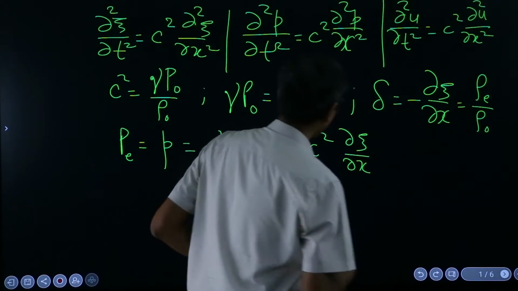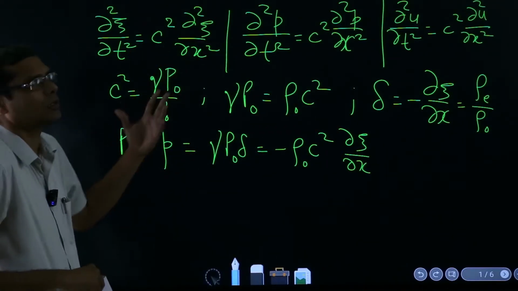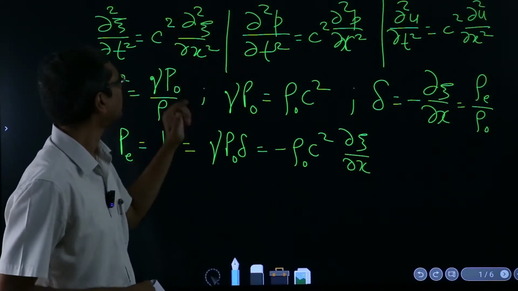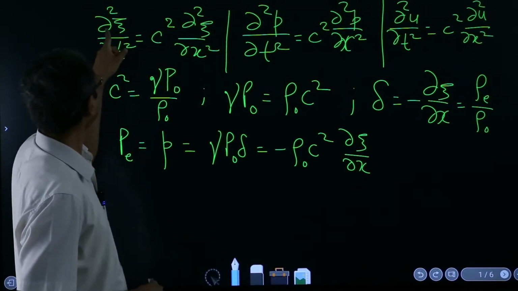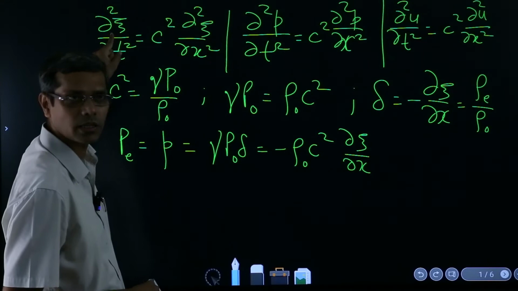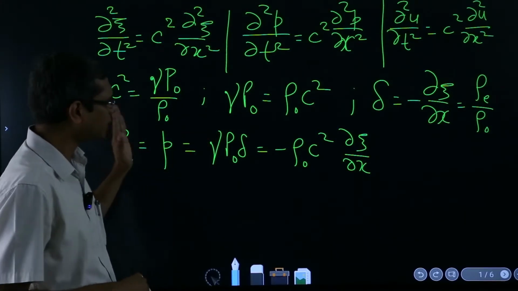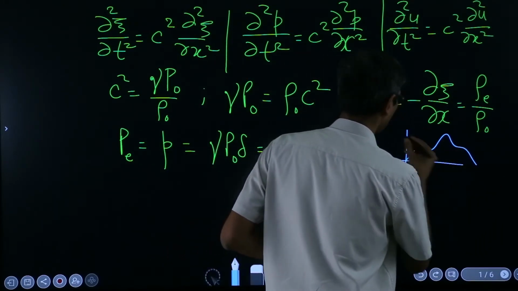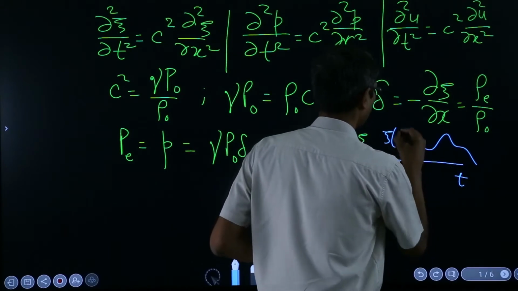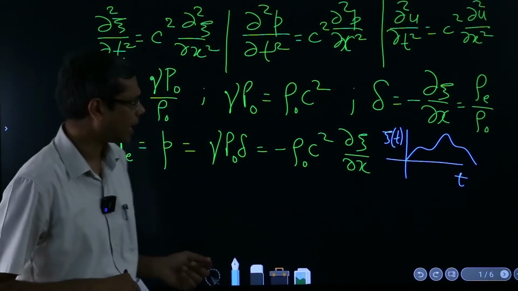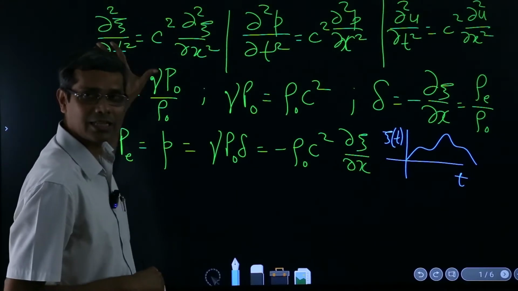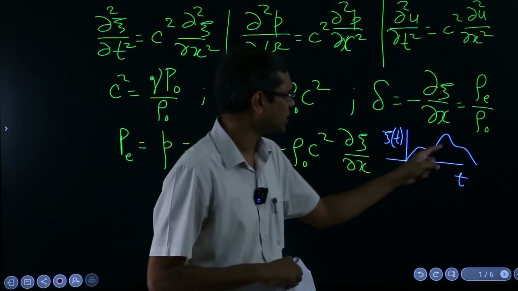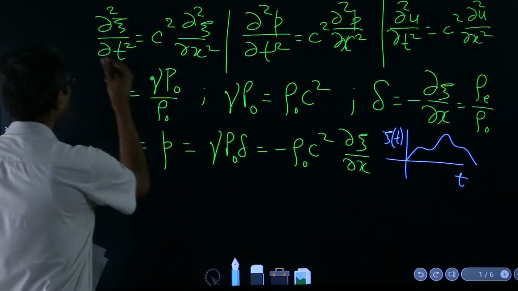Because these equations, what exactly do you think about them when you see them? They are saying that if you provide a displacement, it will move, and that could be of any shape. Suppose this is a function of time, the displacement. This will just propagate at a speed of c without changing its shape and size. That is what this equation tells you.